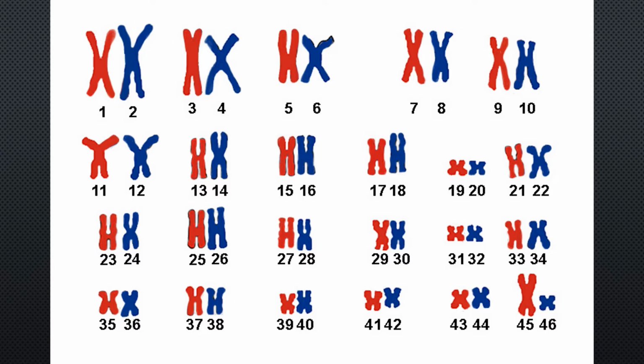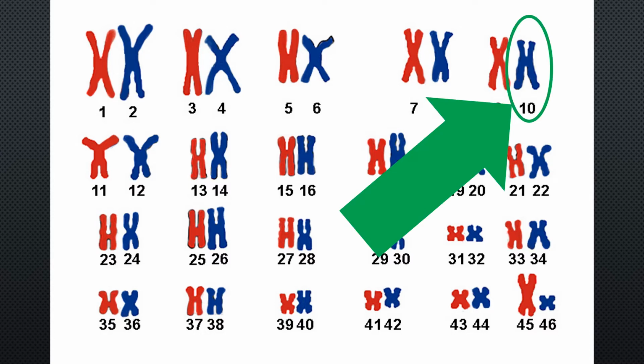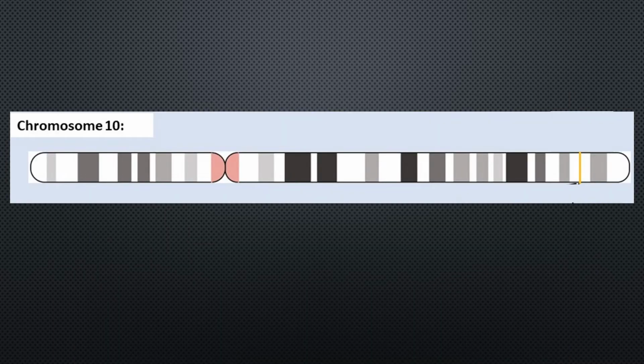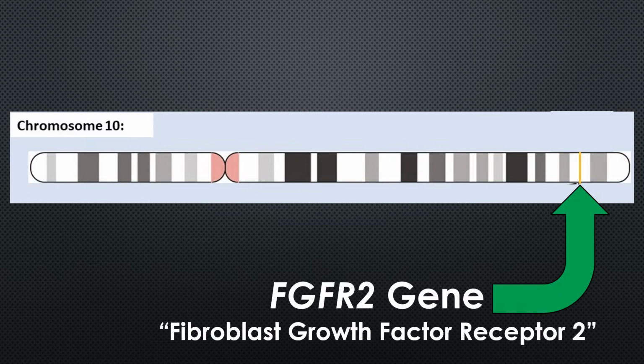The gene of interest which is related to Crouzon syndrome is located on chromosome 10. Let's zoom in on it. The gene which is related to Crouzon syndrome is called the Fibroblast Growth Factor Receptor 2 gene, which is shortened to FGFR2 for convenience. Its chromosomal locus or location is on the long arm called the Q arm of chromosome 10 in a position identified as 26.13.